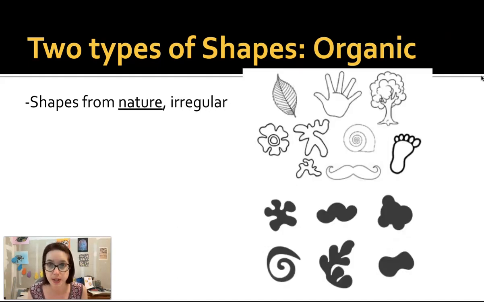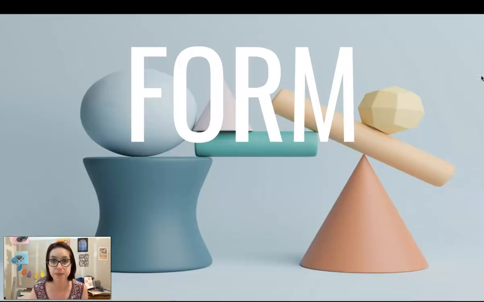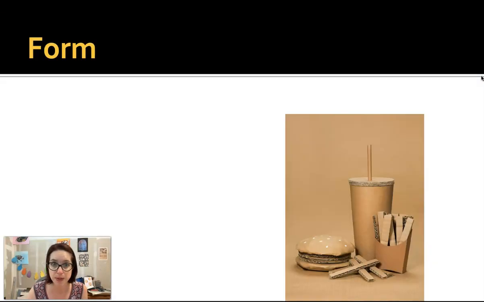There are also organic shapes. These are shapes from nature. They tend to be irregular, such as blobs, clouds, leaf shapes, flower shapes, right? They're harder to describe because they're irregular. In sculpture, shapes are typically drawn on the surface or painted on the surface, as you can see in these two examples.